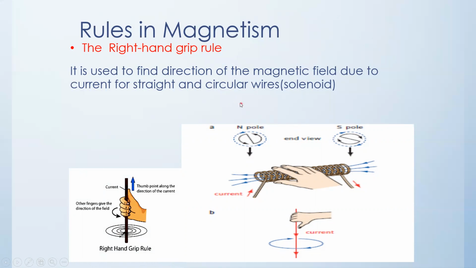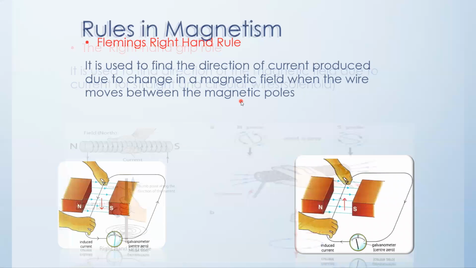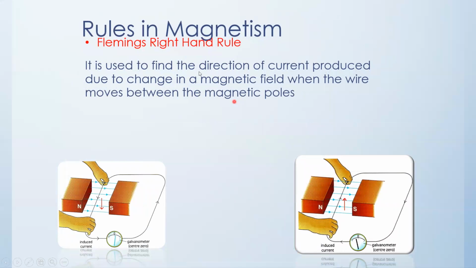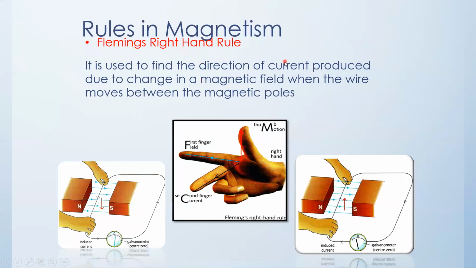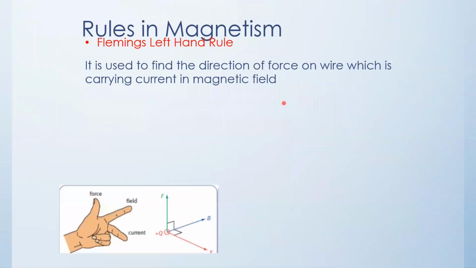The second one is Fleming's right hand rule. It is used to find the direction of a current produced due to a change in the magnetic field. When the magnetic field is changing, there will be a current produced, and this current can be identified by using Fleming's right hand rule. The grip rule is for finding the magnetic field due to a current, and Fleming's right hand rule is used to find the direction of a current due to a change in magnetic field.